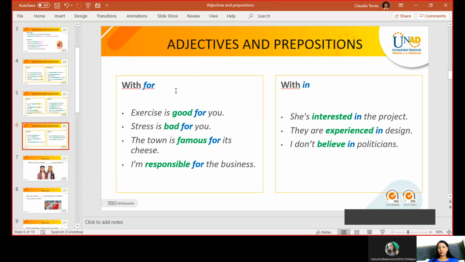Okay, so now we need two more with for. Exercise is good for you. Exercise is bad for you. It's famous for, responsible for.